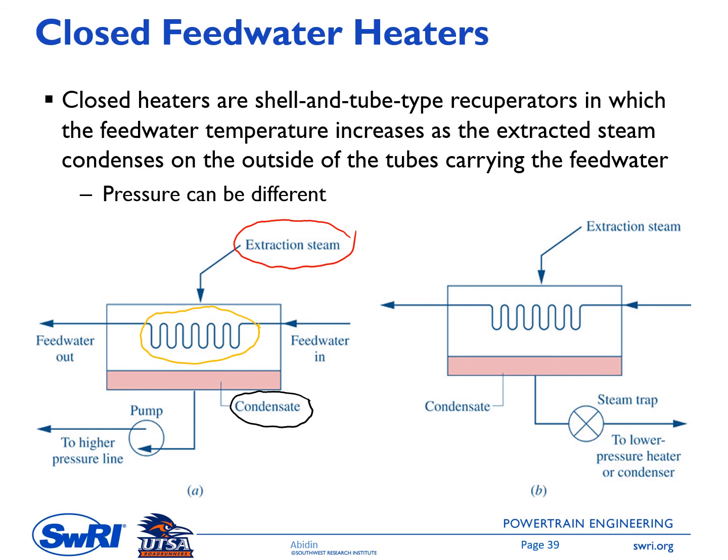Then there are two scenarios for the condensate. First, on the left side, either this condensate will be pumped to a higher pressure line, or, on the right side here, this condensate will be diverted and then flow through the steam trap, which is a kind of throttling process. So then the pressure will drop to the lower pressure heater or condenser pressure.